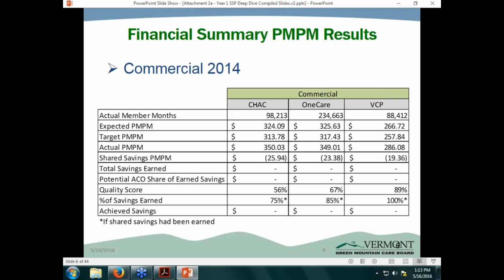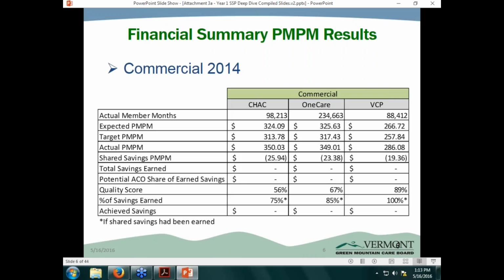CHAC, OneCare, Vermont Collaborative Physicians, and Health First. The lives here are divided into member months, because if a member was part of the ACO for only a couple months, only a portion of that time would be used to calculate the expected and target. All 3 ACOs came in above expected, and that's what that number is, not from target.